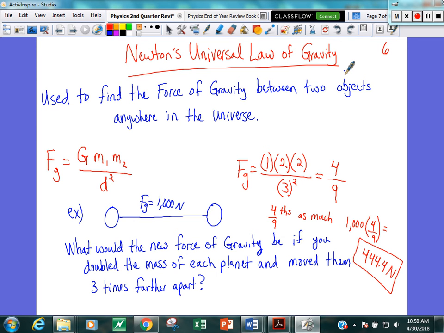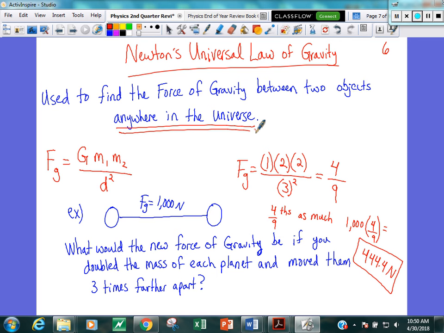I just put here at the top that it's used to find the force of gravity between two objects anywhere in the universe. This is what's cool about Newton's universal law of gravity, is that you can use it to find the force of gravity between two objects anywhere in the universe.